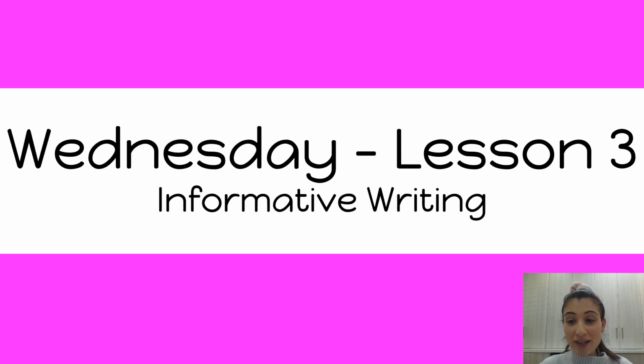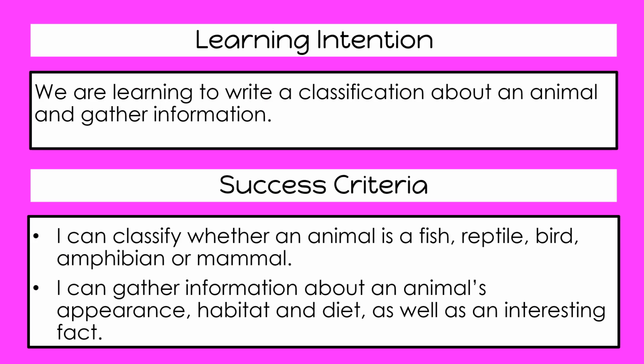Now today is Wednesday, so we're going to be working on lesson 3 and we're going to be doing some more work about informative writing. Let's start by looking at our learning intention and success criteria. We are learning to write a classification about an animal and gather information.